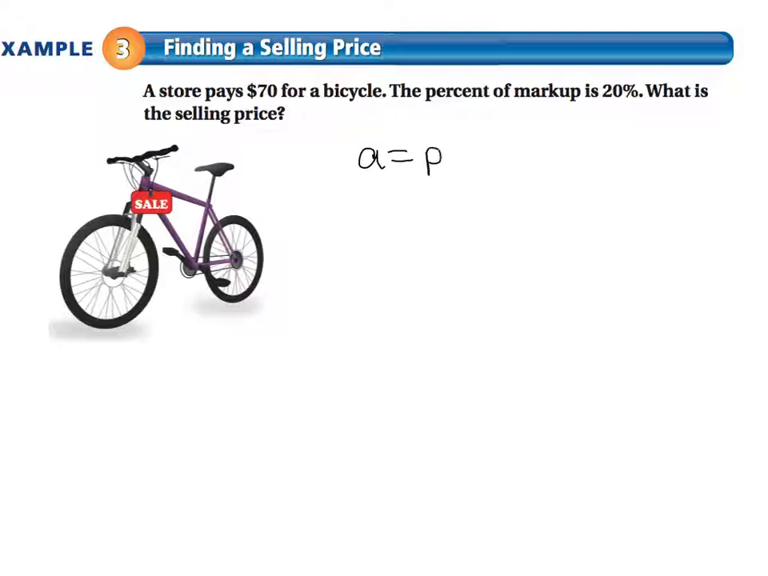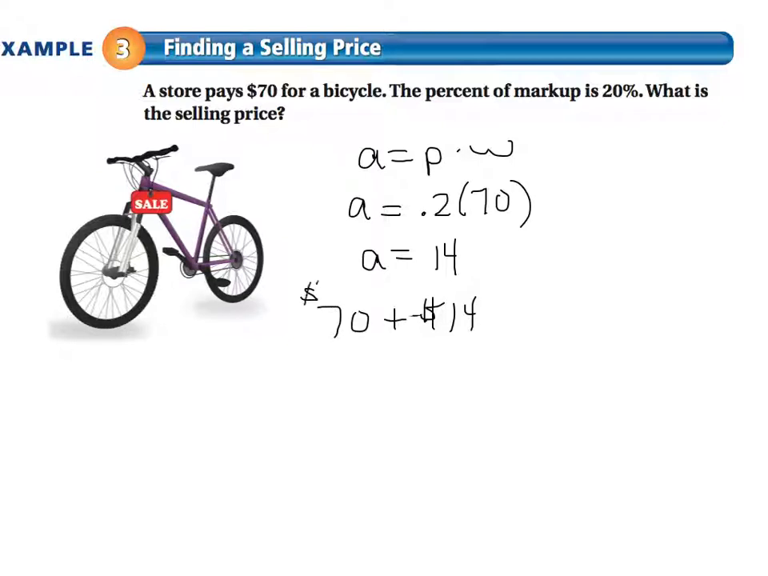A equals P times W. The part we don't know. The part is 20% of the whole, which is $70, which means A equals 14. So that means the markup is what? The markup is $14. So you would take the $14 and add it on to what the store paid for it, and they would sell it to you for $84.